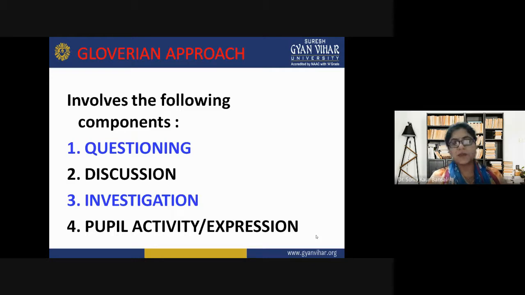So questioning is a must. And then the second part comes to the discussion. When there is a good discussion in the classroom, it is supposed, by the Herbartian approach, that the content is learned in a better way. So discussion is a must part in the Herbartian approach. And then investigation, which is related to the evaluation also.